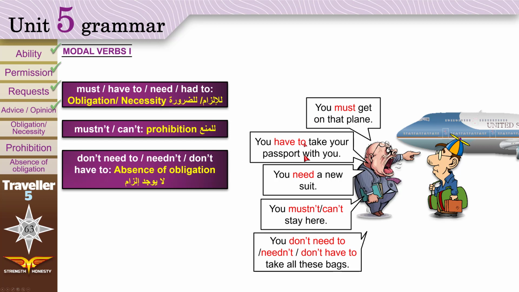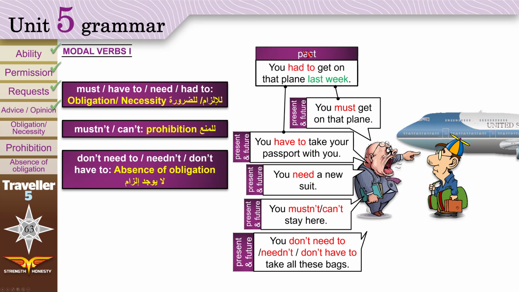Now, all these modal verbs are used in present and future. What about had to? Had to is only used in the past. Get it? If it's in the past, you can't use must or have to. Use had to. I had to get on that plane last week. You can use had to with you, we, he, she, and it, with all subject pronouns.